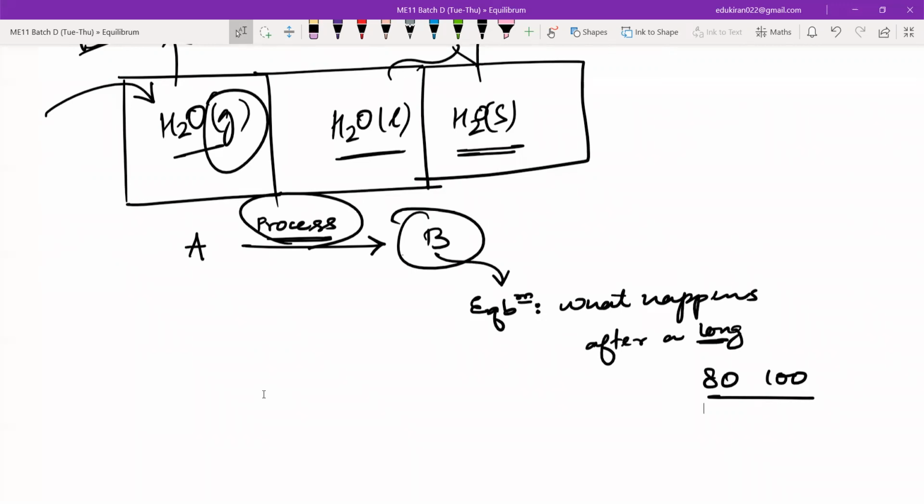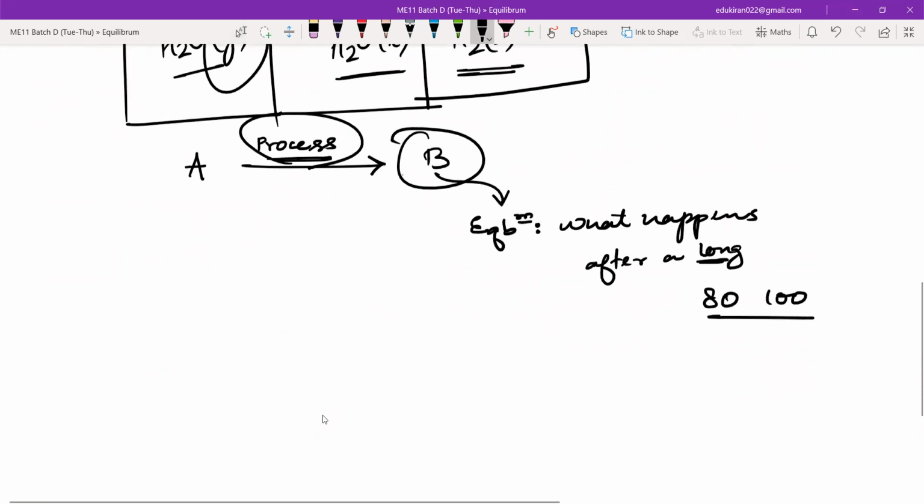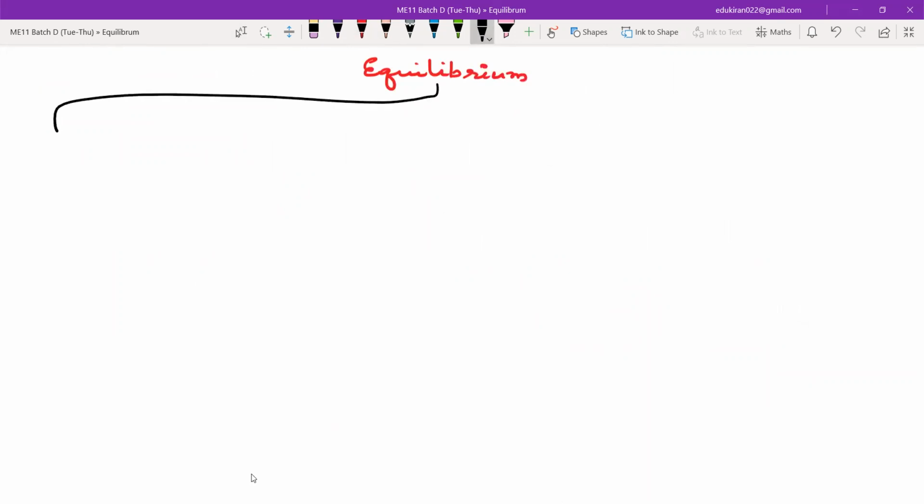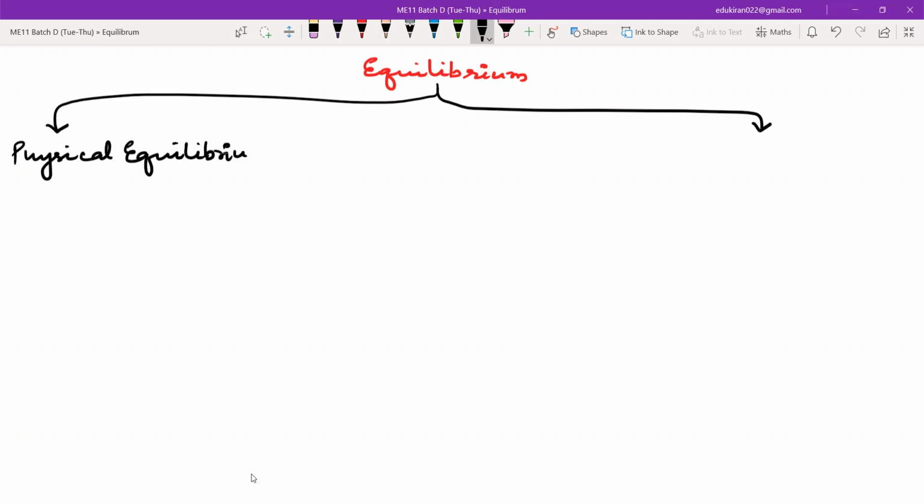Okay. So whenever equilibrium is talking about what will happen after a process has happened, that means a change is happening, and what is going to be the end result after a very long time. Whenever we talk about change, I hope you remember that we can classify the change in two types. And similarly, we can classify equilibrium in two types: physical equilibrium and chemical equilibrium.